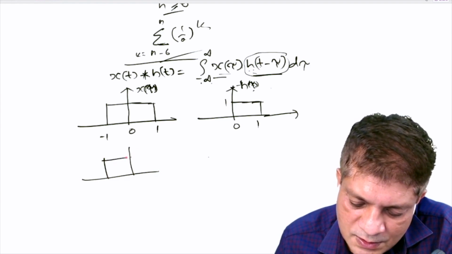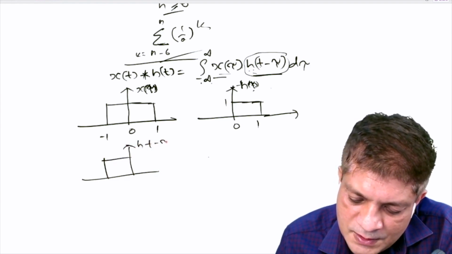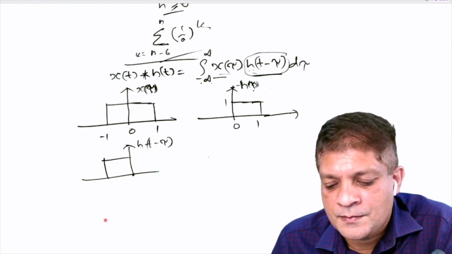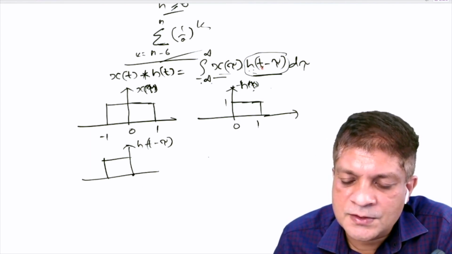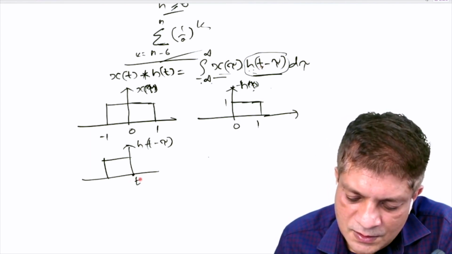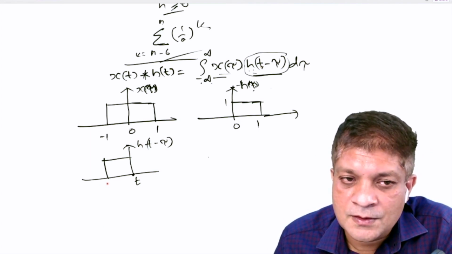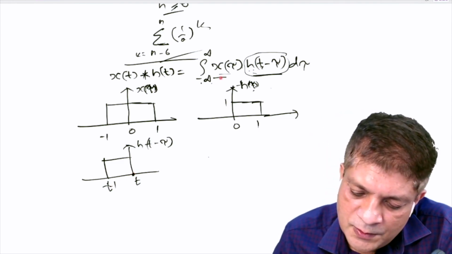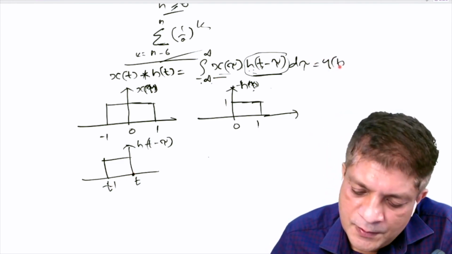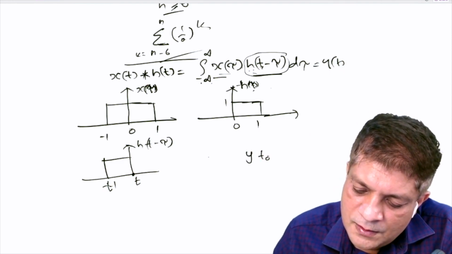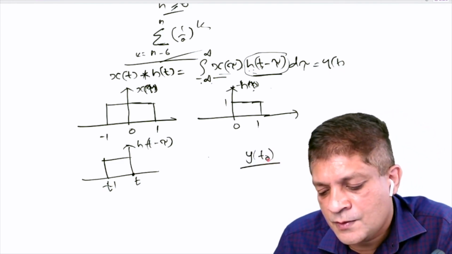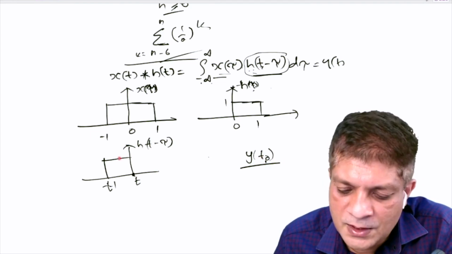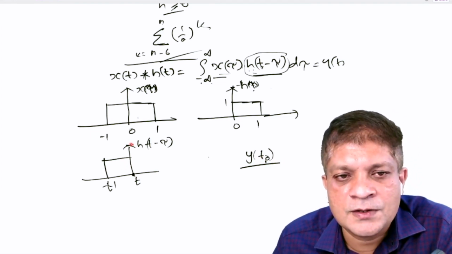So is this the signal? h(t minus tau). And where is this point? Delay by how much? T. This is t and this is t minus 1. Now if you want to find the output, this is y(t). If you want to find the output at some instant of time t naught, what is the procedure? Move this t to t naught. Multiply these two signals. Find the area.